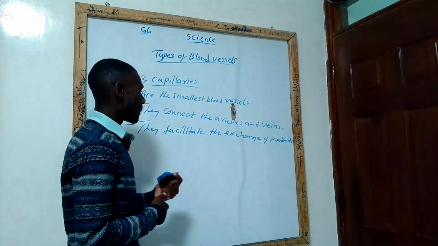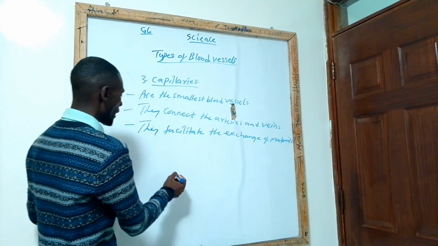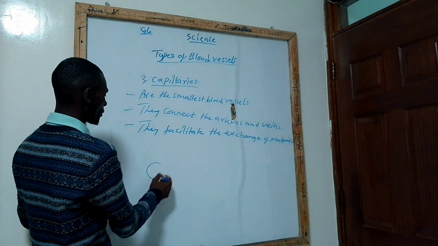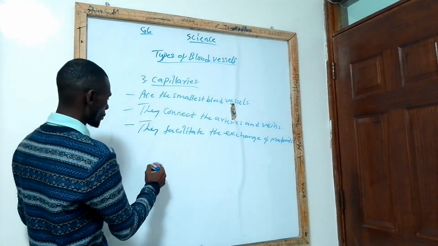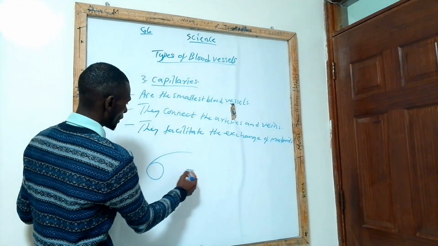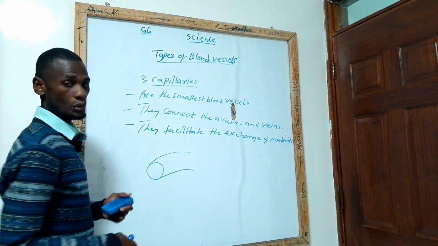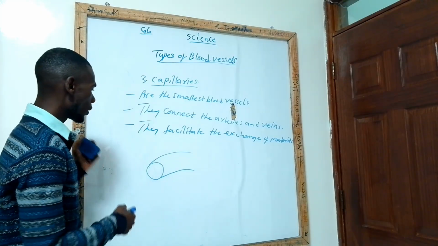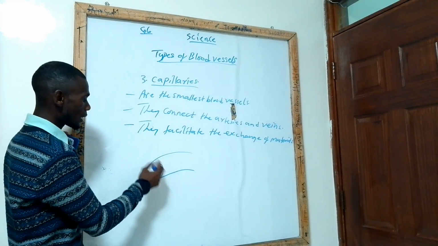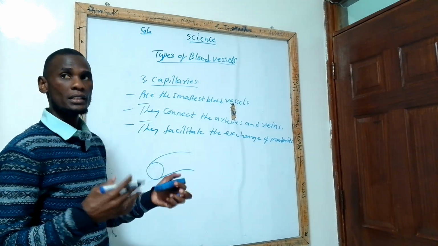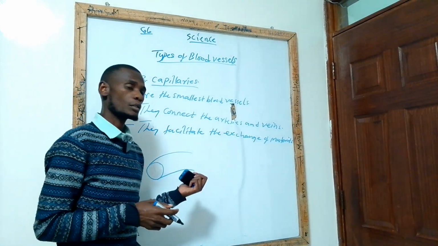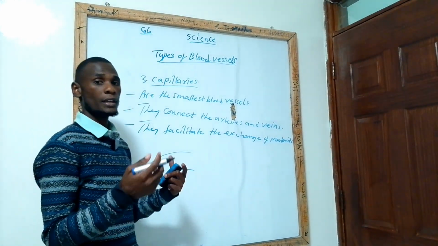Now, maybe a capillary, when it is drawn, it is a single cell. So it will just be drawn like this. It might be drawn like this, or even if they decide to put a double layer, it will not have the vein. So that can be the easiest way of identifying between the capillary and the vein.